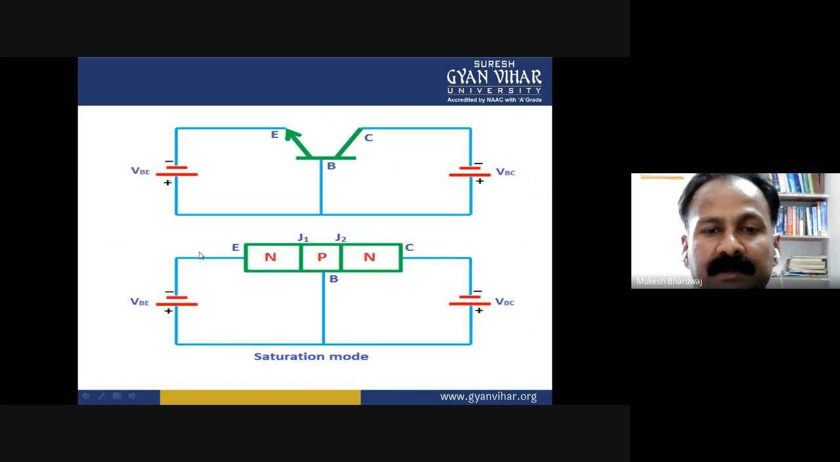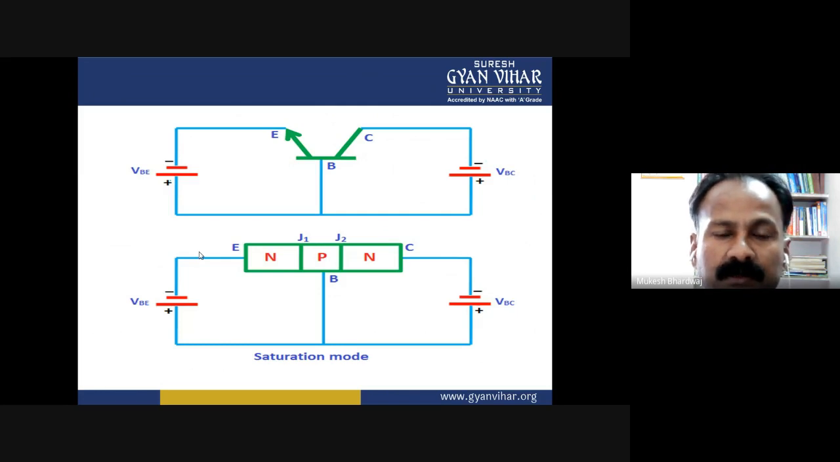This is a diagrammatic representation of biasing for the saturation mode. That is, both the emitter-base and collector-base junctions are forward biased in the case of an NPN transistor.